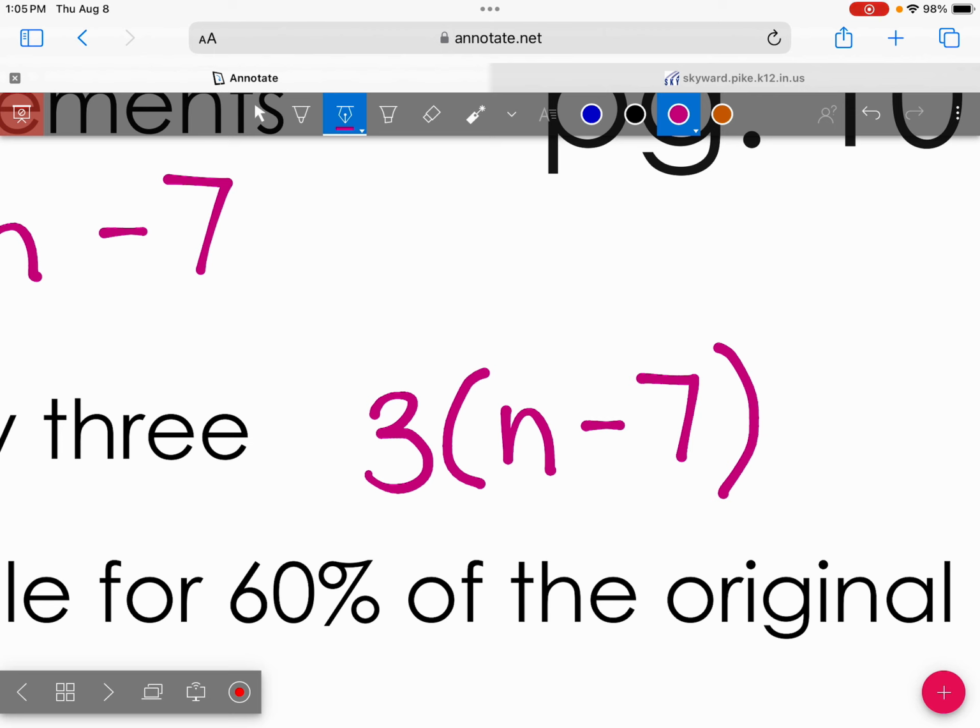3 times a number minus 7. And it's different than 3 times a number, minus 7. But when I say it out loud and put those pauses, it makes it easier to see it, to hear it, than when it's in words.